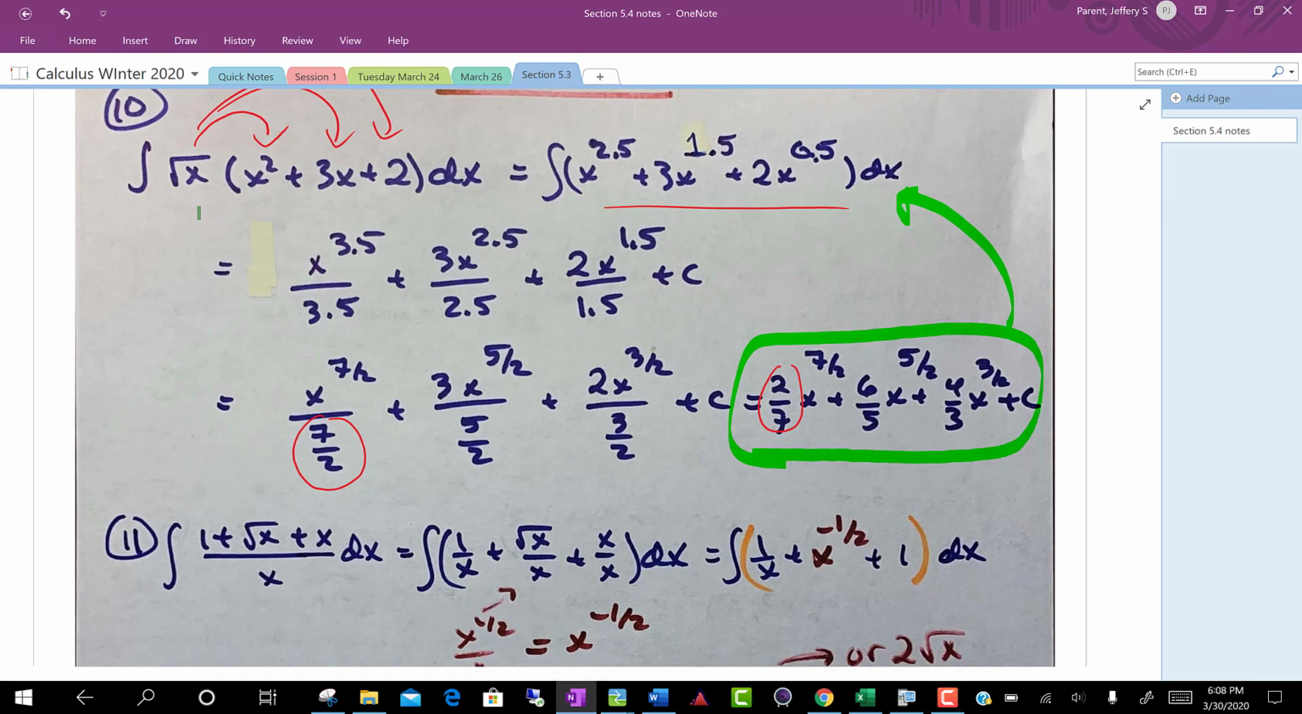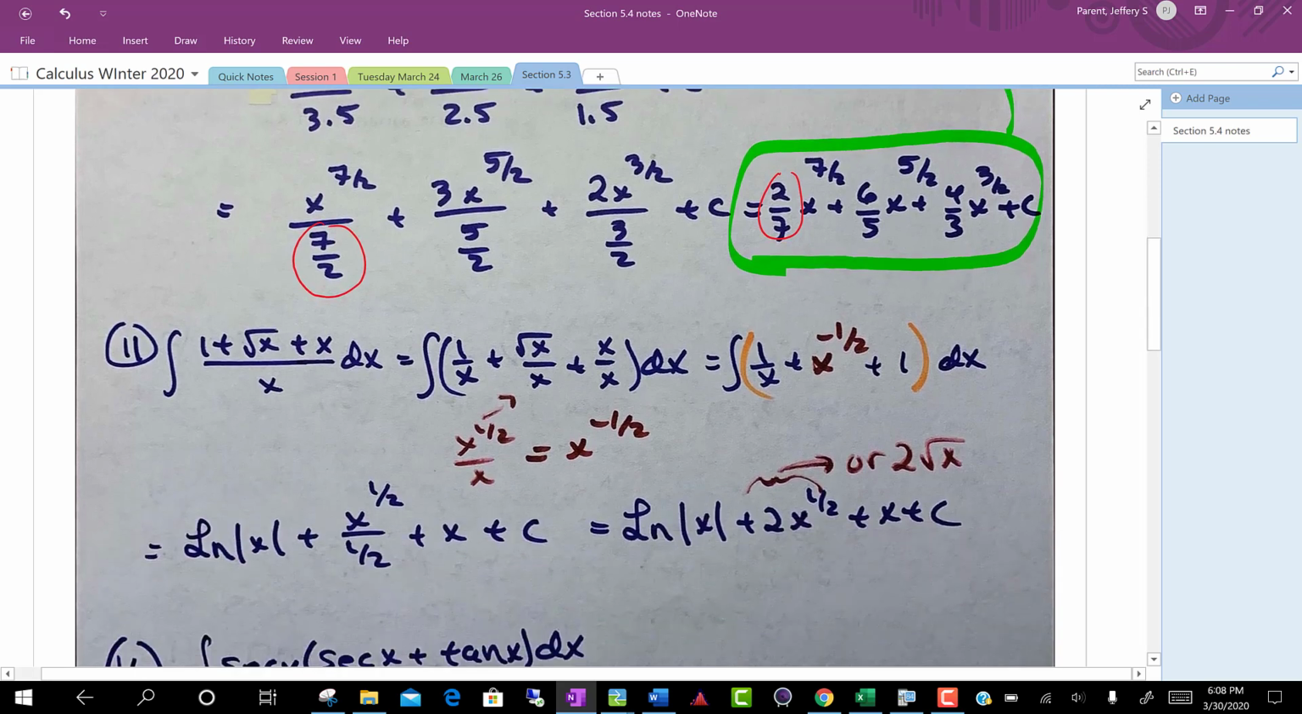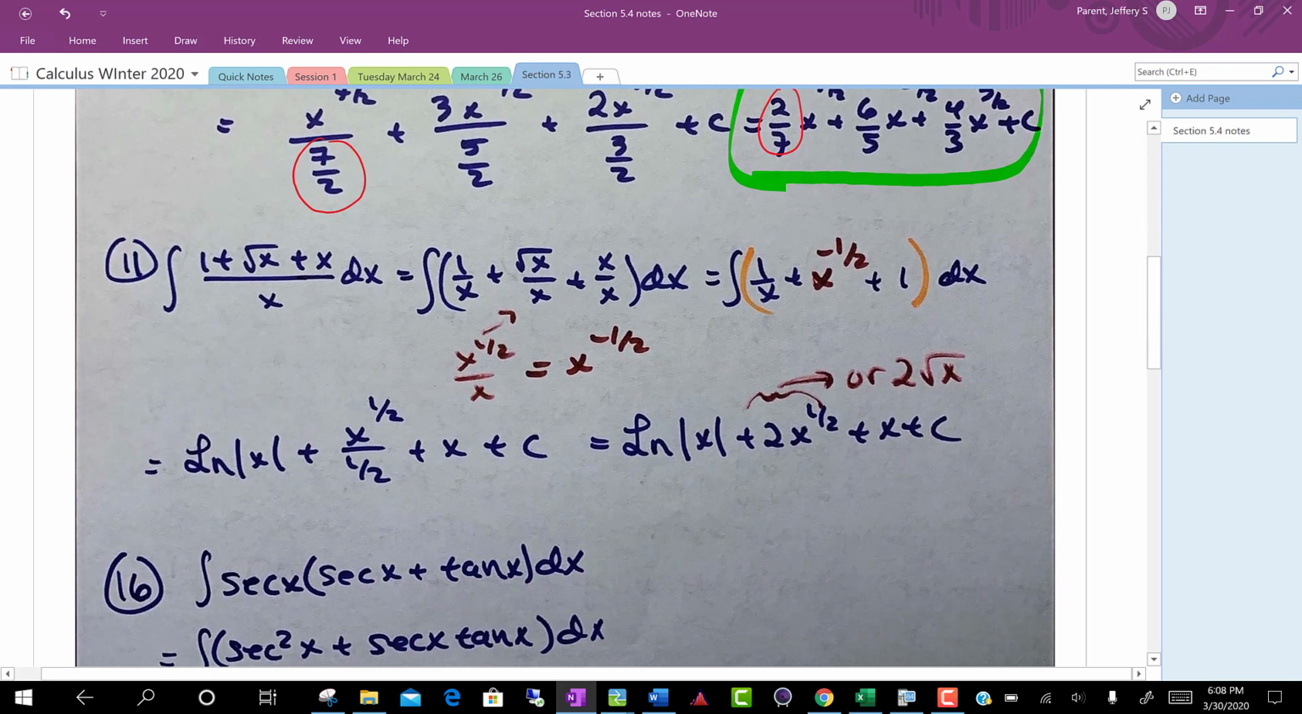Cool. Let's try another one. Let me move up a little bit. Kind of like problem number 10, before you get going on problem number 11, you've got to rearrange it because we can't integrate a quotient like that. There's no quotient rule for integrals. There's no product rule for integrals. Not at least in the sense that you're familiar with the product rule and quotient rule from earlier when we were dealing with differentiation.